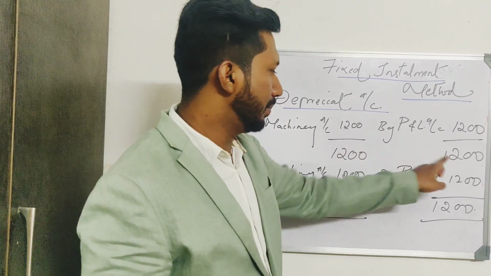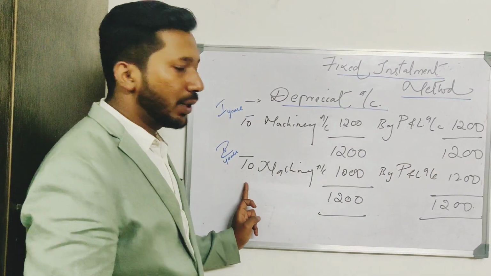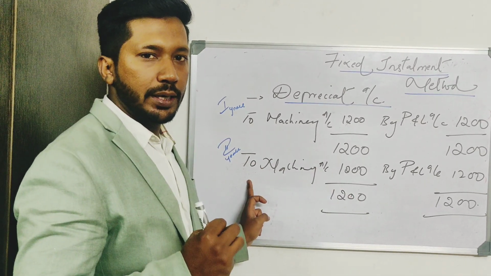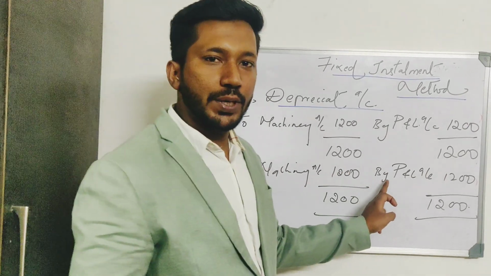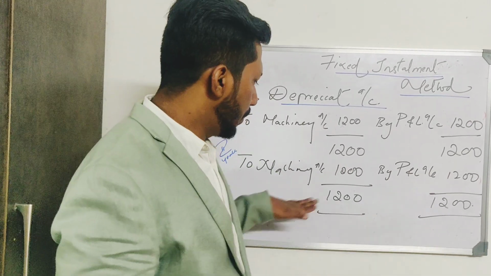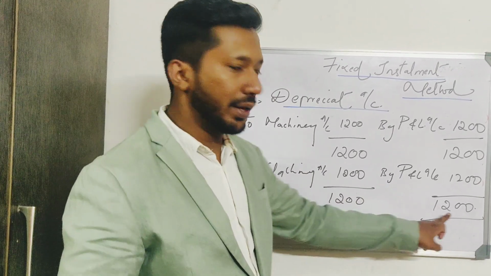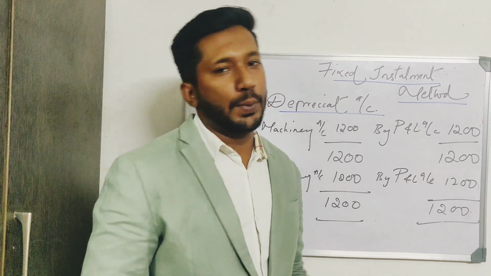Again, balance it, because 1 year is over. The next year, again you need to write machinery account, from which particular asset you are depreciating. So that you will write here. Then next, where you are transferring, to profit and loss account. So again, just end this by writing 1,200, 1,200. So this is how you prepare your depreciation account.